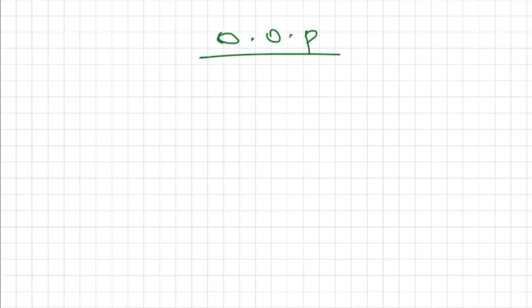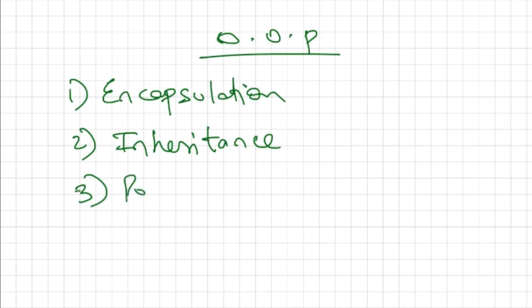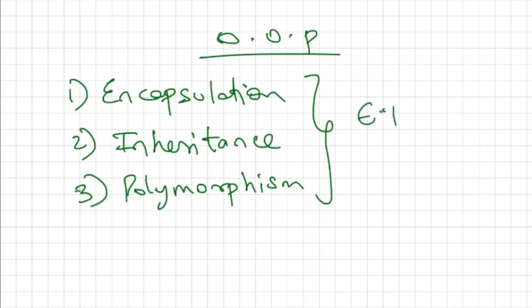Continuing ahead with our object-oriented programming concepts. In this video, we are going to discuss encapsulation, inheritance, and polymorphism. In short, I call them EIP.